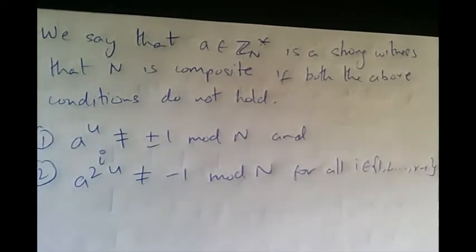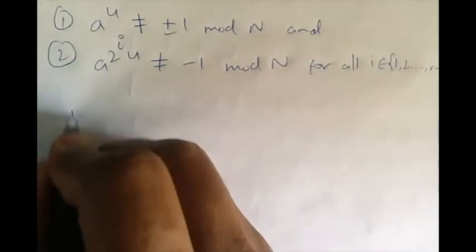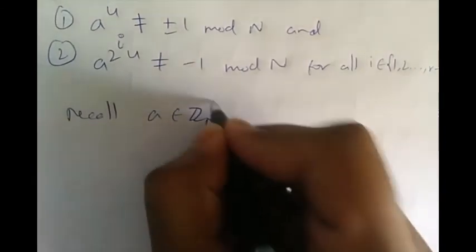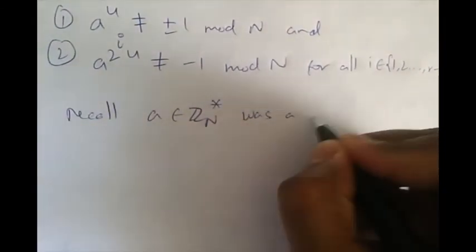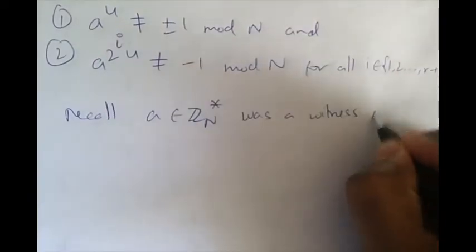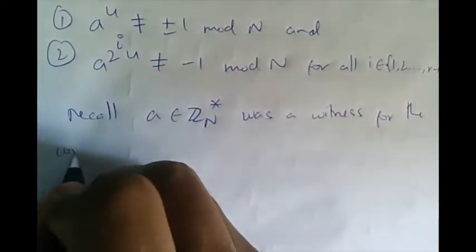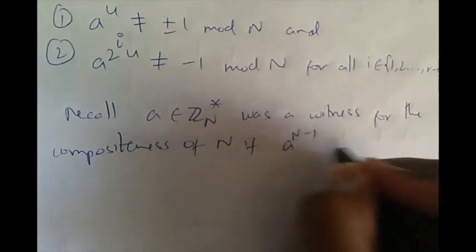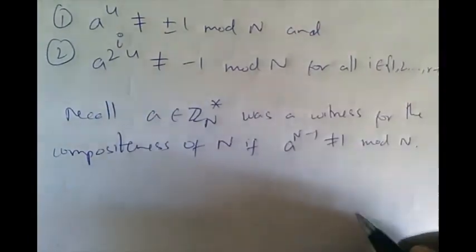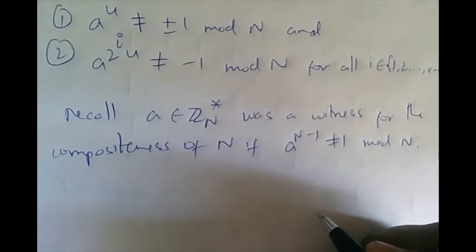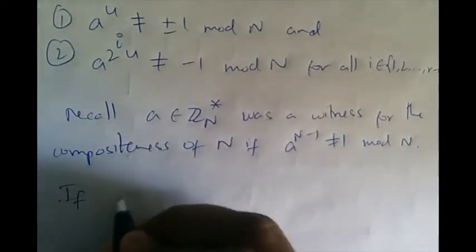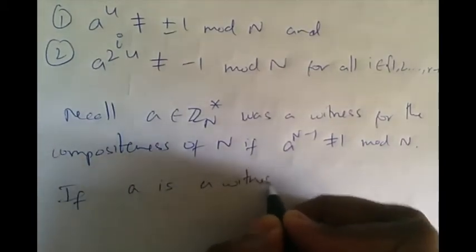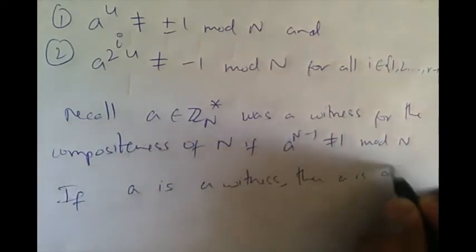So what was a witness again? Recall the witness definition: a in Zn star was a witness for the compositeness of n if a raised to n minus 1 was not equal to 1 mod n. This was the witness definition. So if a is a witness, then a is also a strong witness.